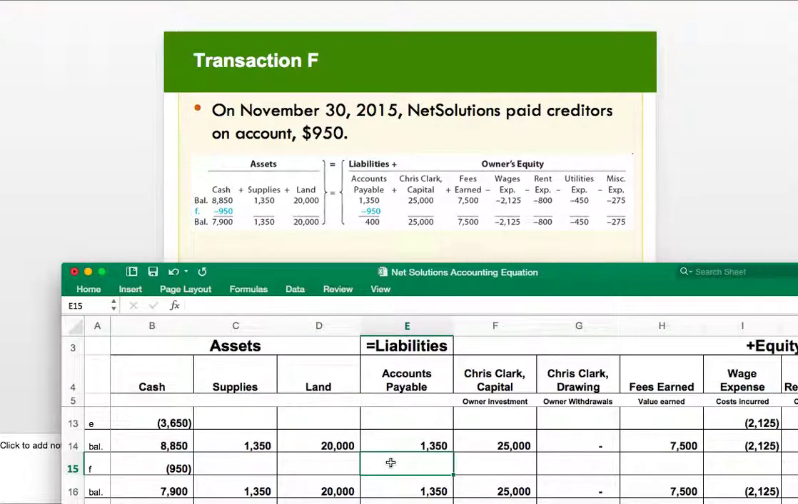Liabilities are when we owe money to other people. And so our creditors are the people that we owe money to. So at this point, we owe $1,350. But if we pay $950, that means that we owe less, and that means now our balance below here is going to be $400.